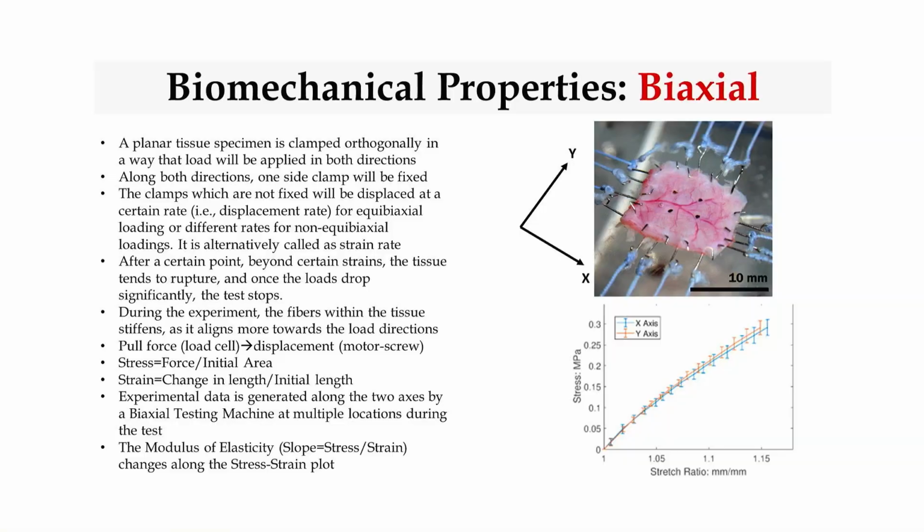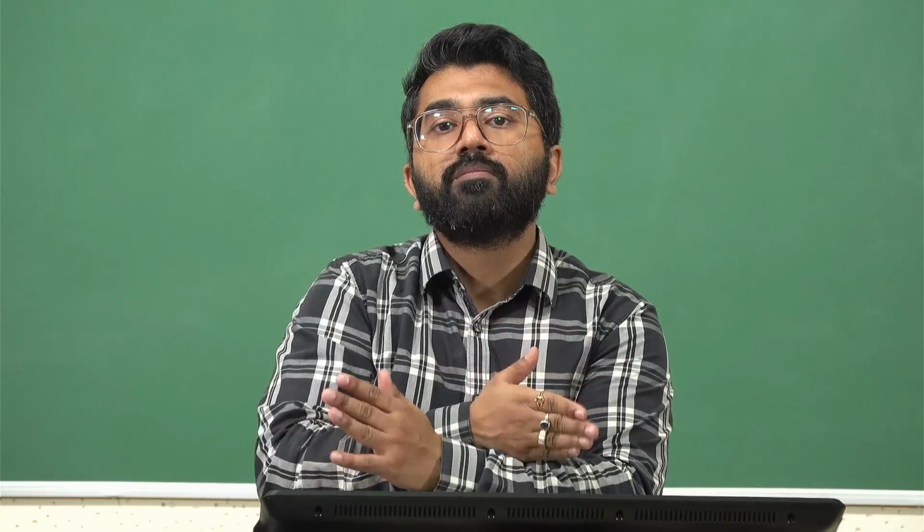So during the experiments, very similar to what happened in the uniaxial tests, the fibers within the tissue stiffen and align more towards the load directions. So if a fiber is somewhere in between, it will try to align towards one of the load directions, or if there are multiple layers of fibers like I described for several soft tissues, they are going to find their own direction which is the best path and organize themselves along that direction, and that will cause the overall soft tissue response to stiffen or go up, right?